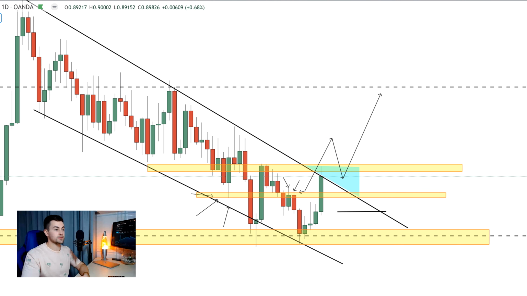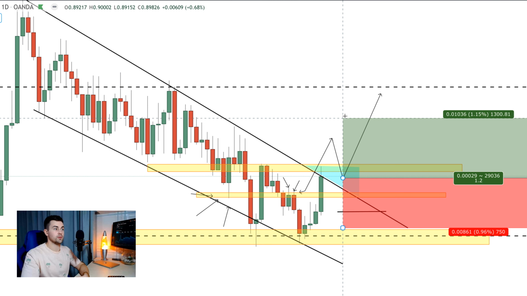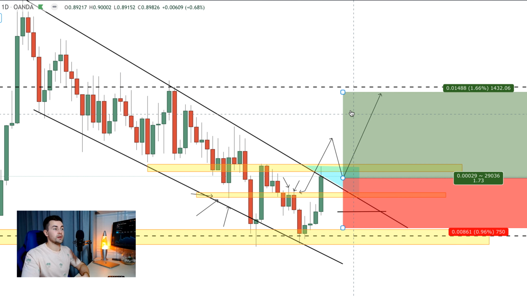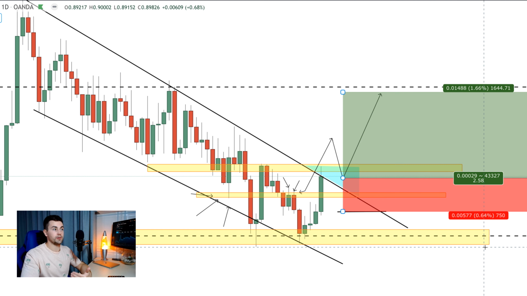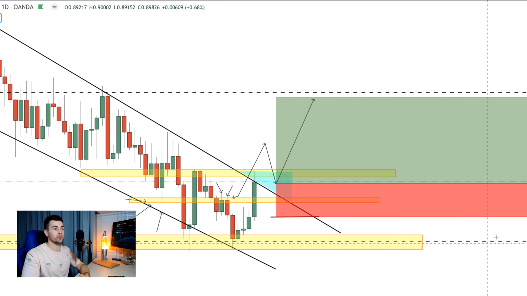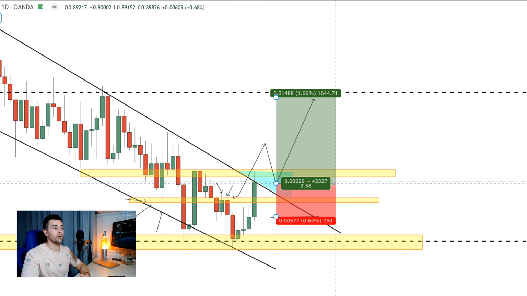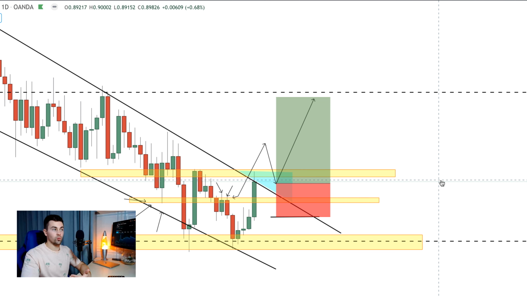So let's just assess right now our potential risk to reward for that trade, yes. So placing our entry just in the middle of the buying area and our stop right here, we have just very nice risk to reward. We have 2.5 risk to reward for the initial target.